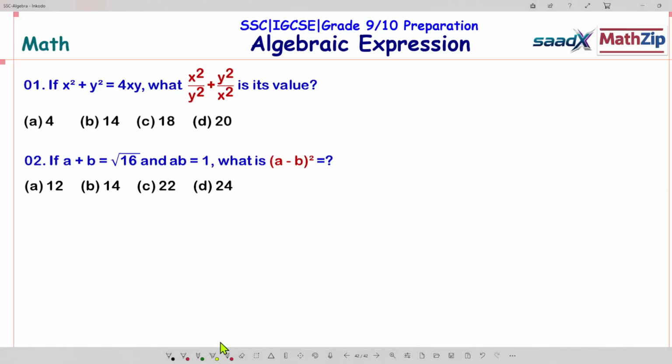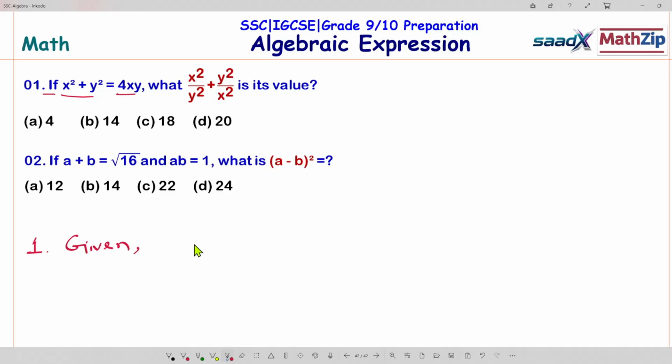Algebraic expression. First question: if x square plus y square equals 4xy, what is x square by y square plus y square by x square? We have some options.